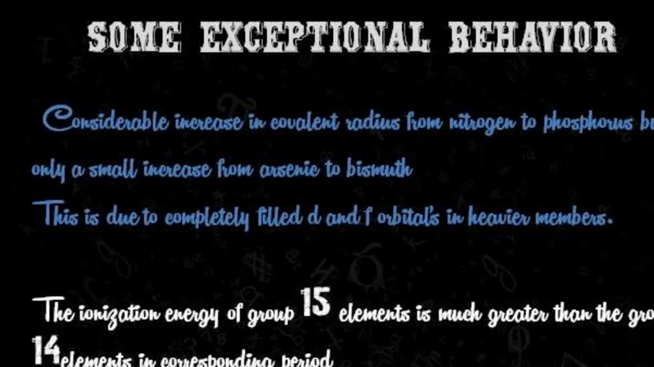and the ionization enthalpy of group 15 elements is much greater than the group 14 elements, because group 15 elements have extra stable half-filled p orbital electronic configuration. So due to which ionization enthalpy of group 15 elements is much greater than the group 14 elements.